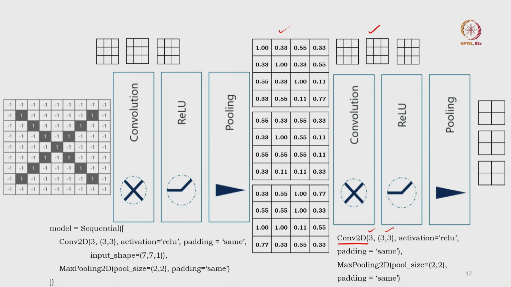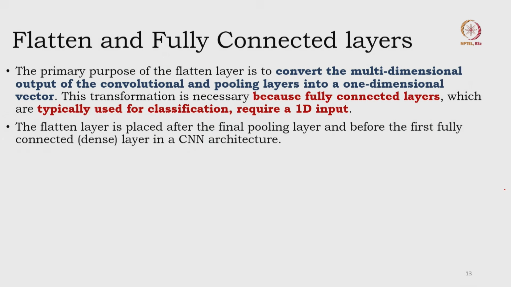Since it is a sequential model, there is no need to write the input explicitly. Definitely the previous output will be the input because we are building a sequential model. That is the reason for the second Conv2D we are nowhere passing anything about the input. Then ReLU is written here and then the pooling is specified. We get this output.